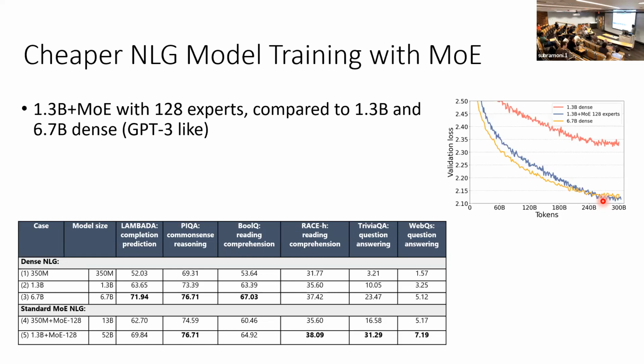So 6.7 billion dense model is going to take, I think, 50 samples per second or something, whereas this blue line is going to give you almost 300 samples per second. So it's 5x faster to train an MOE model, which is even 8x larger than the dense equivalent. So there is a lot of value in training MOE models.